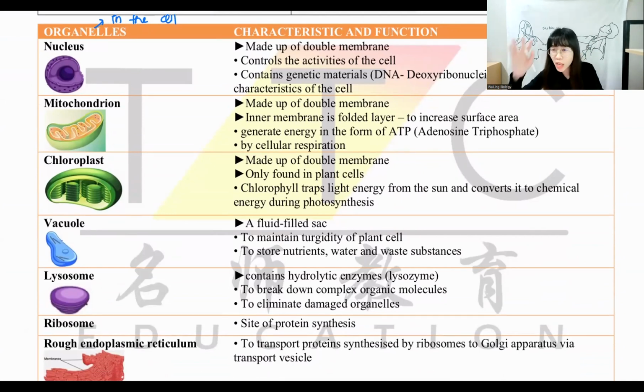First one, nucleus. Everybody knows about the nucleus, because the nucleus is the brain of the cell, right? So tell me, what do you know about the nucleus? What is the function of the nucleus that you know? Correct, it contains DNA, very good. It controls cell activity, correct. So it controls cell activity, and it contains DNA.